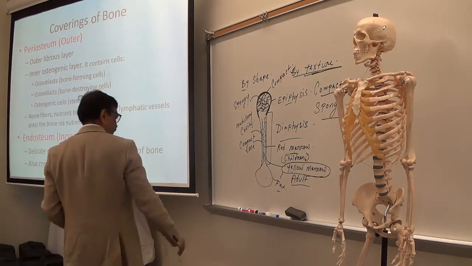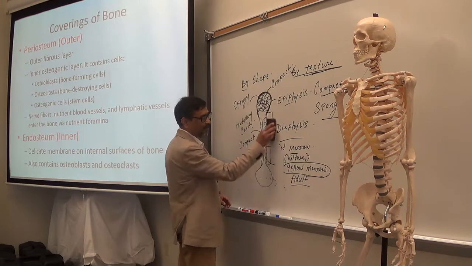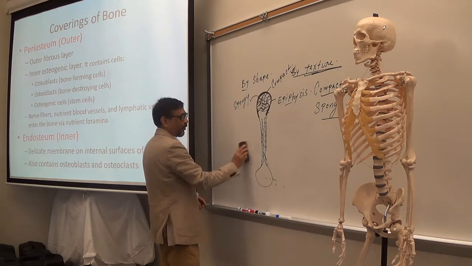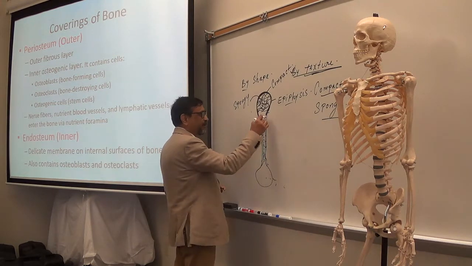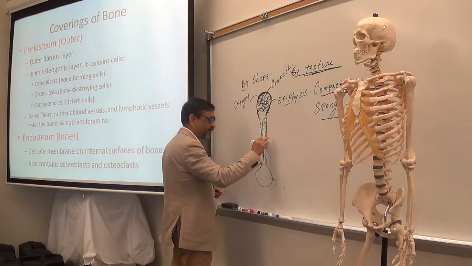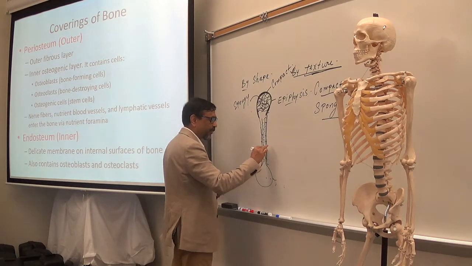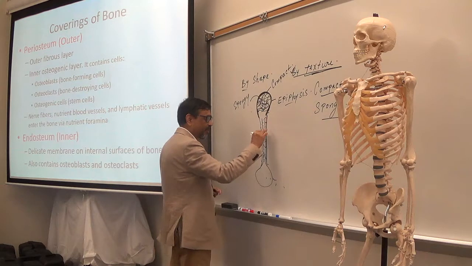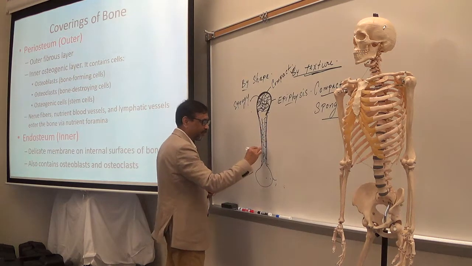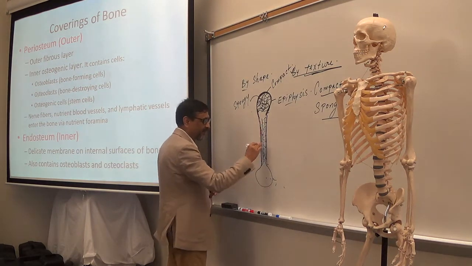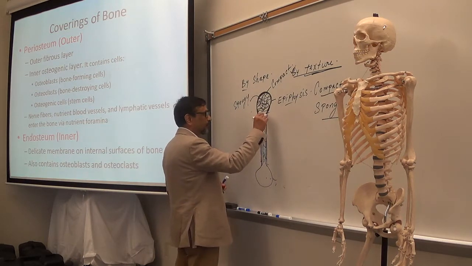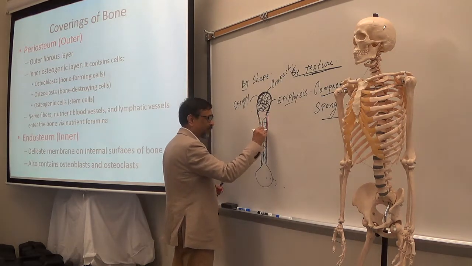Covering of the bone. Now let's see the covering. Bone is covered by periosteum. Peri means around, as in perimeter. We use the term a lot. Peri means around, osteum means bone. So periosteum is the outer covering of the bone. Makes sense, right? Periosteum. Now periosteum has two layers. How many? Two layers.